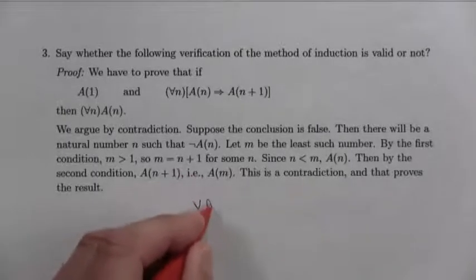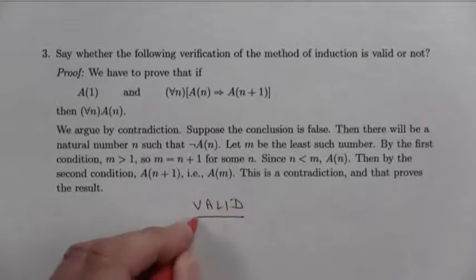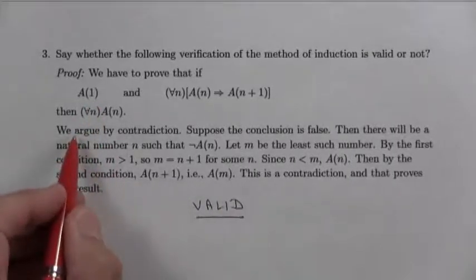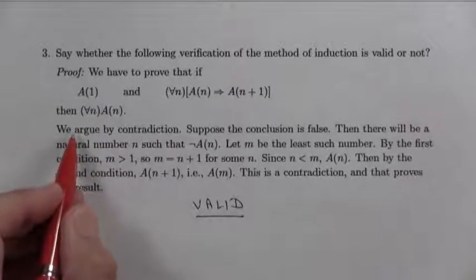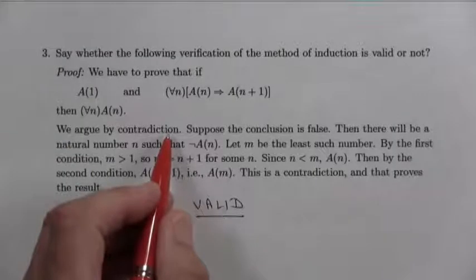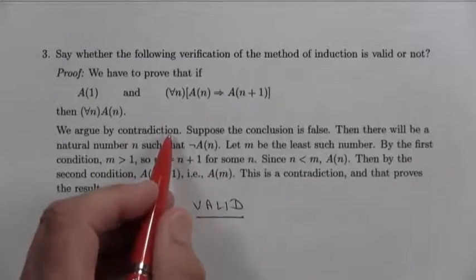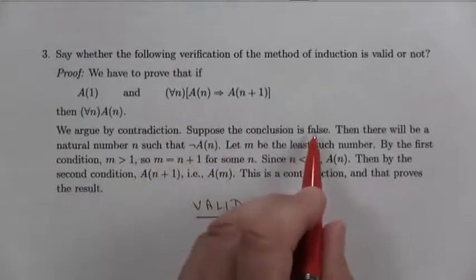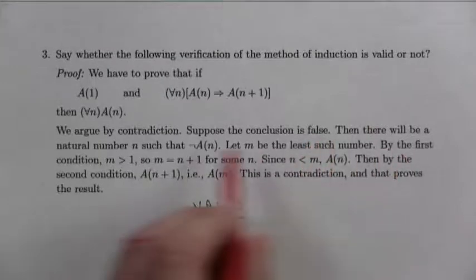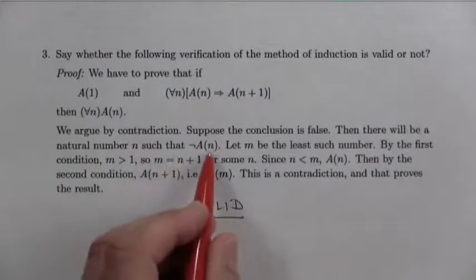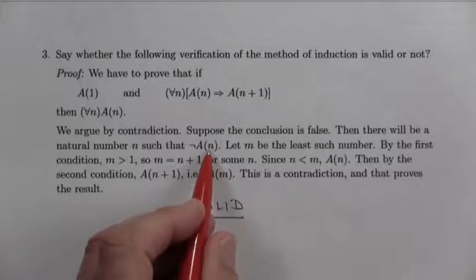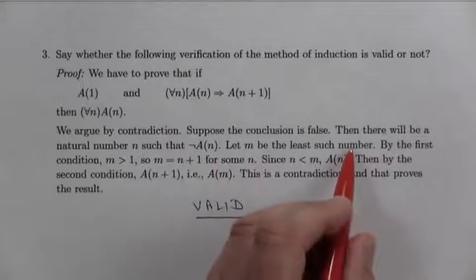Where this proof is in fact valid. Okay, let's just make sure that it works on all levels. We're arguing by contradiction. So this is the beginning step. Suppose the conclusion is false. Then there'll be a natural number n for which A is not true, so there'll be at least one.